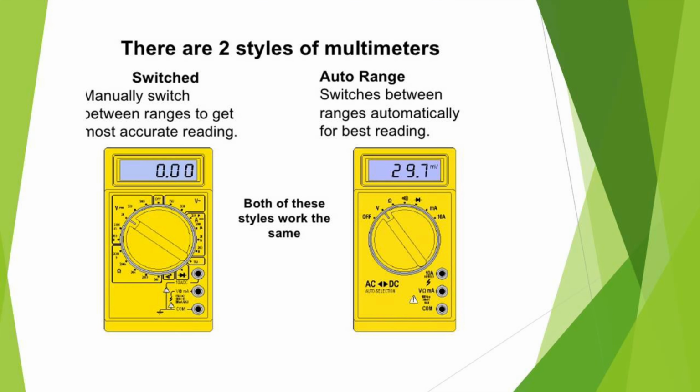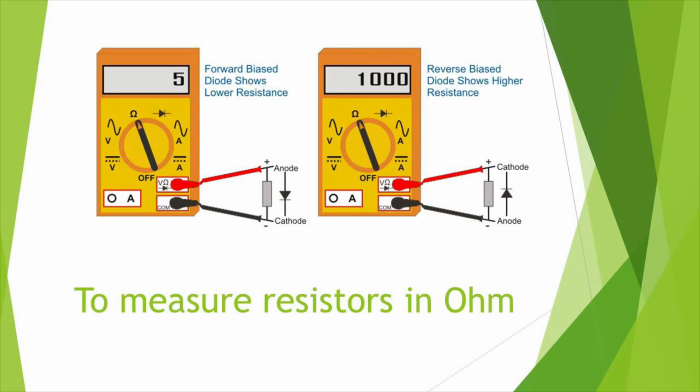There are two styles of digital multimeter. The first one is switch, so you can manually switch between ranges to get the most accurate readings. And the second one is auto range, so you only choose the voltage, and it will show the range automatically for the best reading. Both of these styles work with the same value accuracy as well.